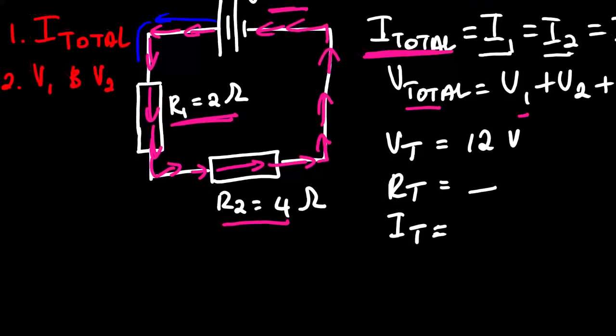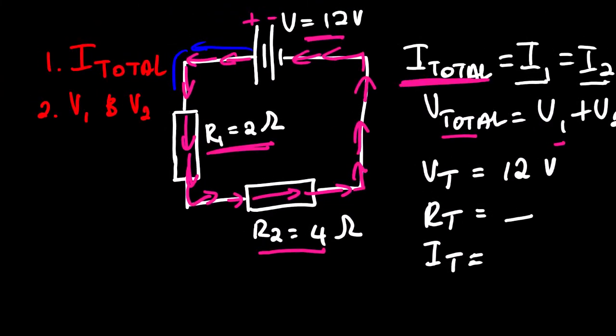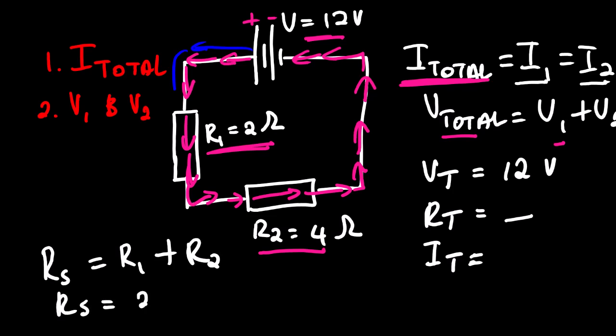How do we calculate it? Since this is a series connection, we are going to use RS, or R total, is equal to R1 plus R2. The equation from the first lesson video. RS is equal to 2 plus 4, and this will give us 6 ohms. That is the total resistance of the circuit. So for the total resistance, we have 6 ohms.